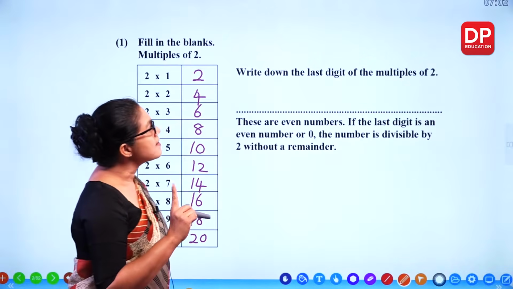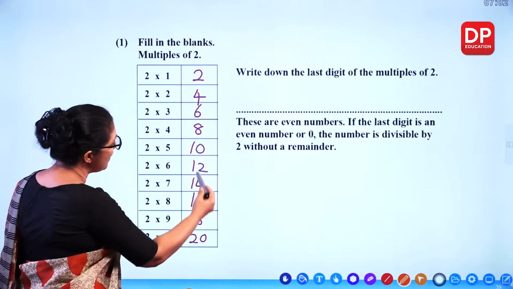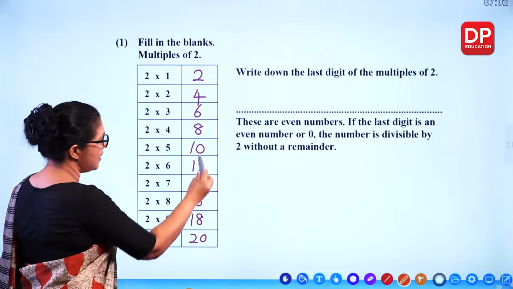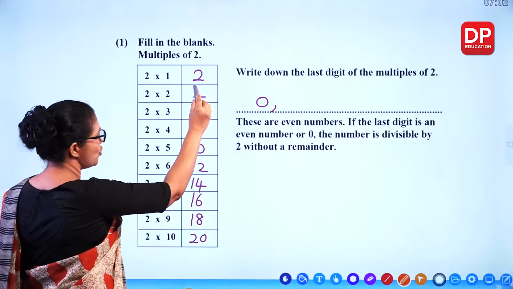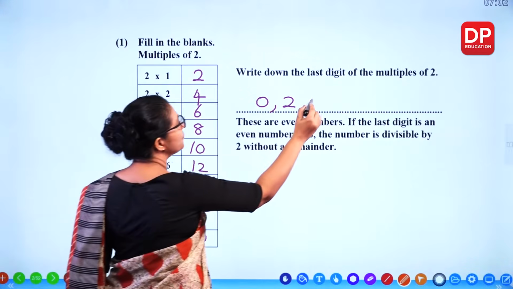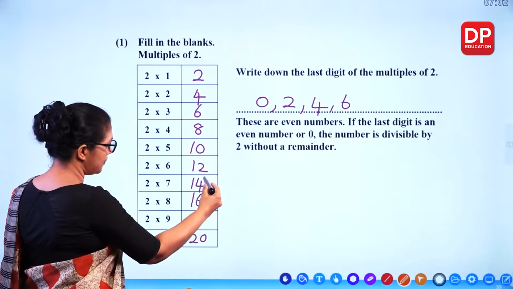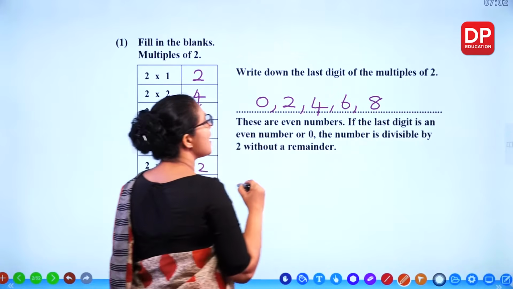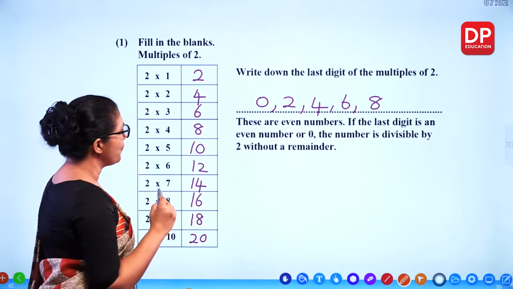Write down the last digit of the multiples of 2. So when you look at the last digit, I see 0. What else? 2. Then 4, 6, 8. These are the last digit of the multiples of 2.